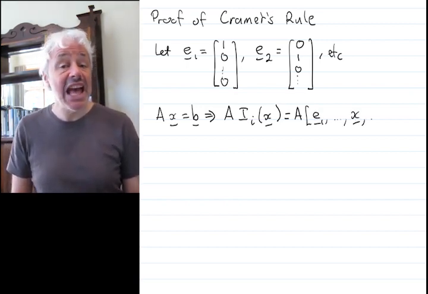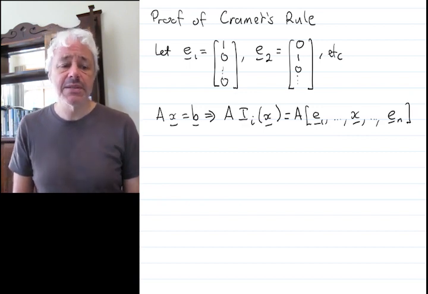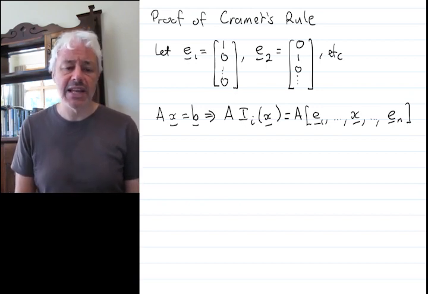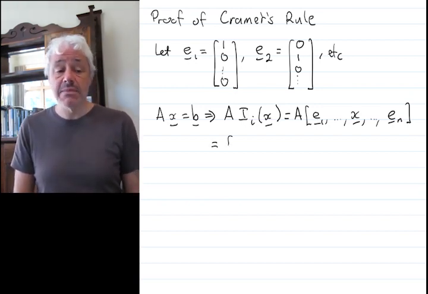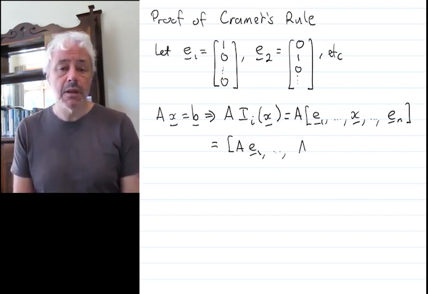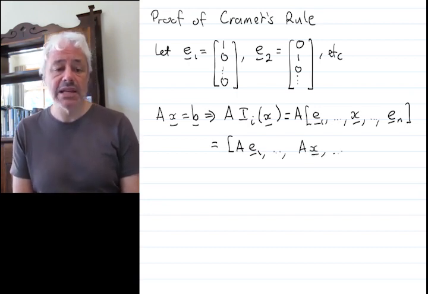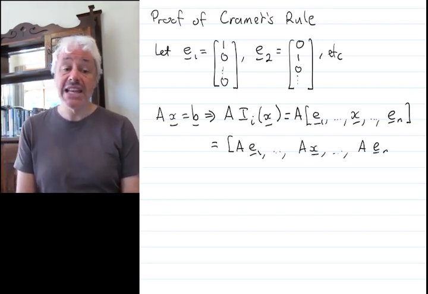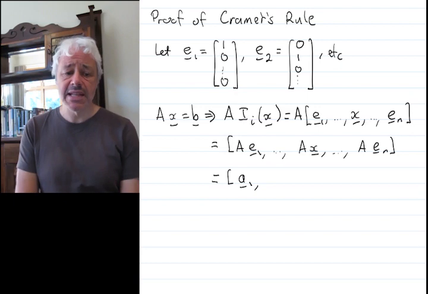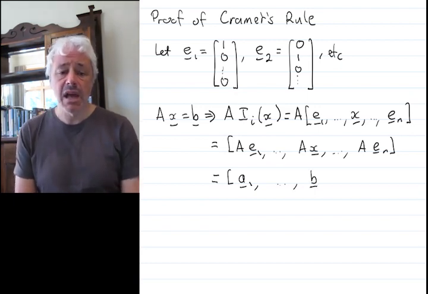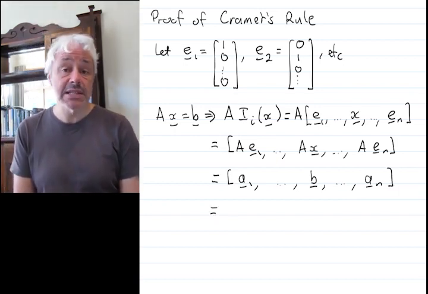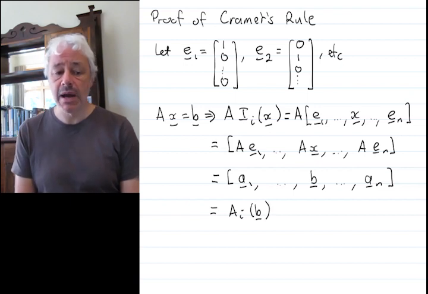We're going to take A times the identity matrix with column i replaced by the vector x. So that's A times [e1 ... x ... en], where column i has been replaced by x. Multiply through, I get A e1, A x, A en. Now A times e1, that's just the first column of A, so that's A1. A times x, that's B, because Ax equals B. A times en, that's An, the nth column of A. Now what is that? Well, that's just the matrix A where column i has been replaced by B, so that's Ai of B.